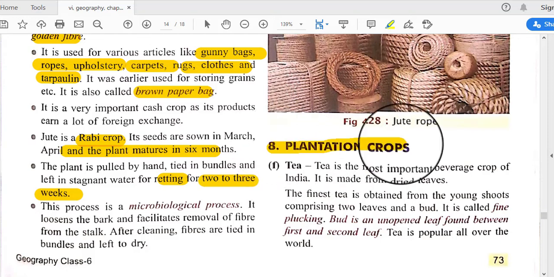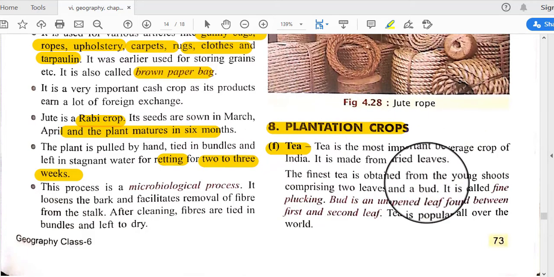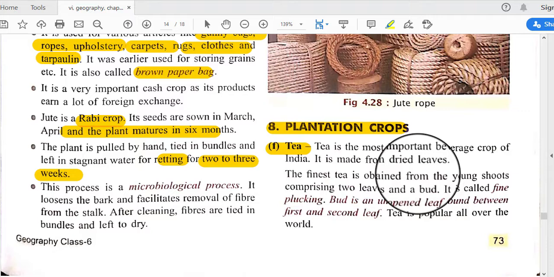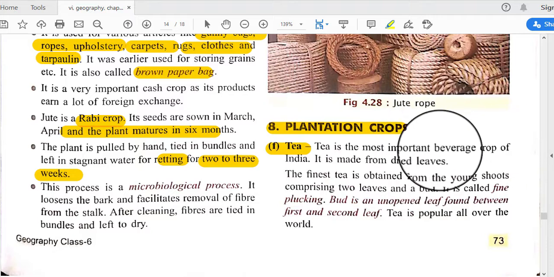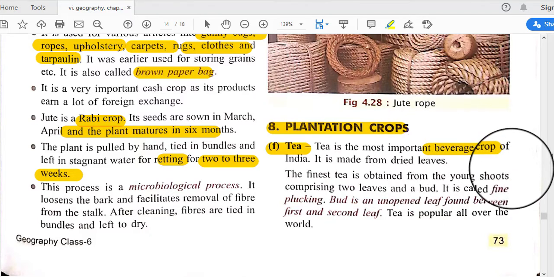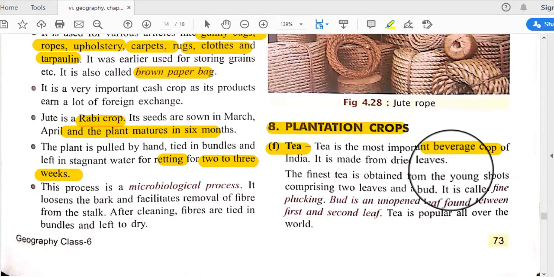So our next topic is plantation crops. Tea is one kind of plantation crop, and tea is the most important beverage crop of India. It is a beverage crop because we drink tea in most houses, and it is made from dried leaves.